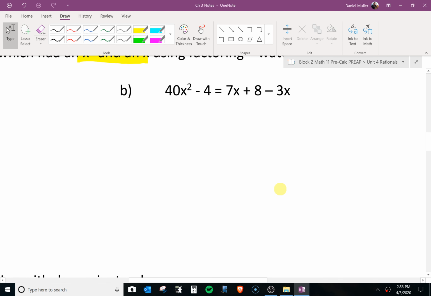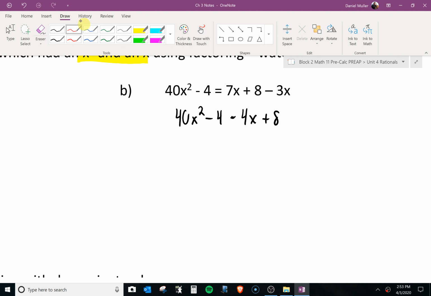And now for B, I notice that there's x's here. There's also x squareds. So because of that, I'm going to bring everything over to the right. Maybe before I do that, though, I'll combine like terms. So there's a 7x and a negative 3. So I've got 40x squared minus 4 is equal to 7 minus 3, which is 4x plus 8.